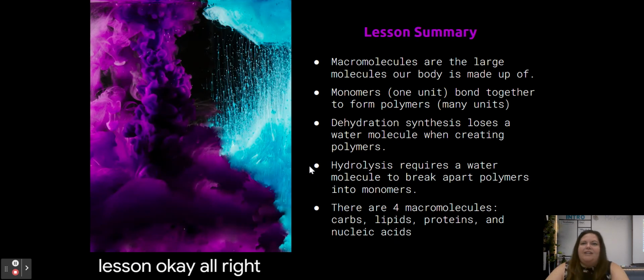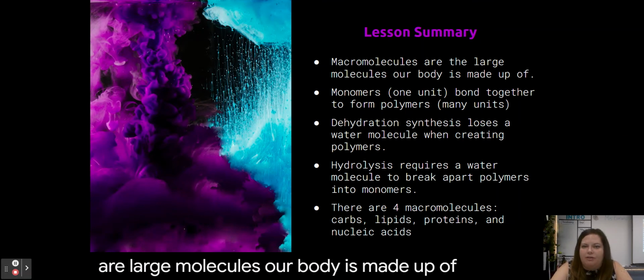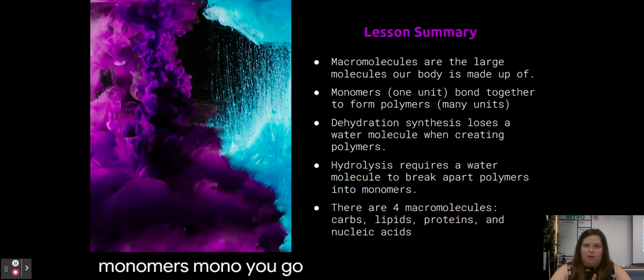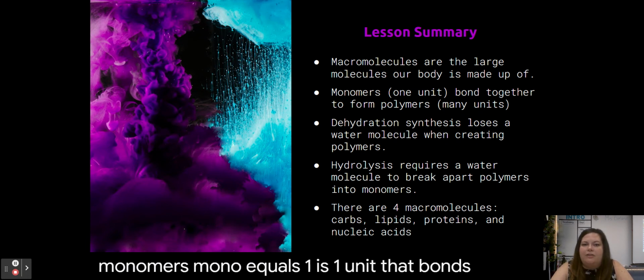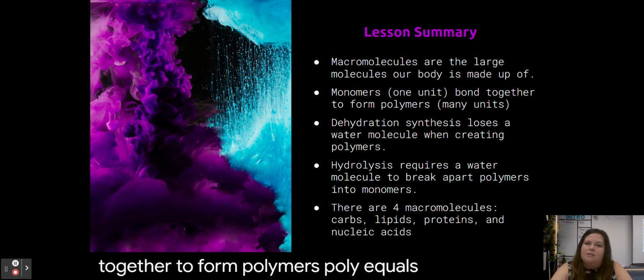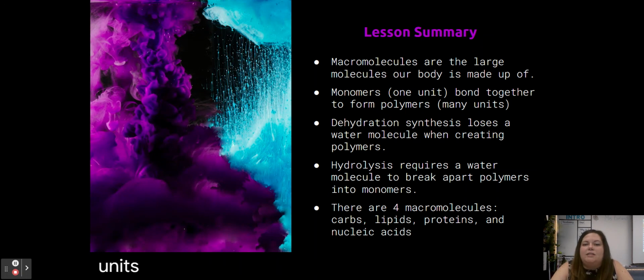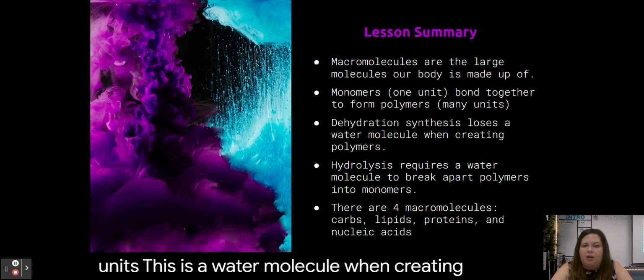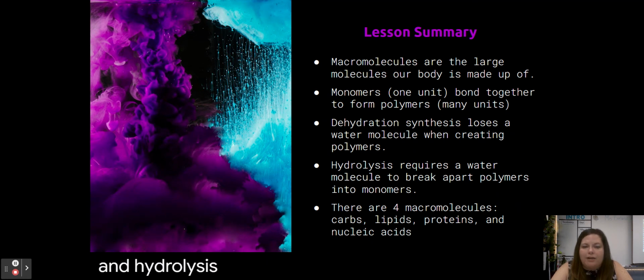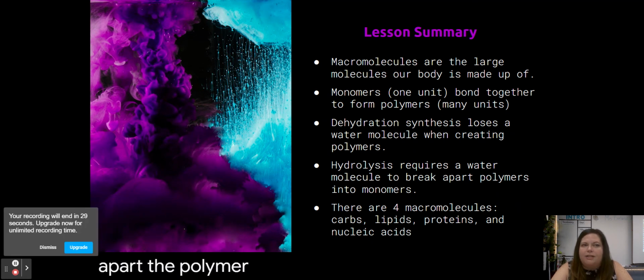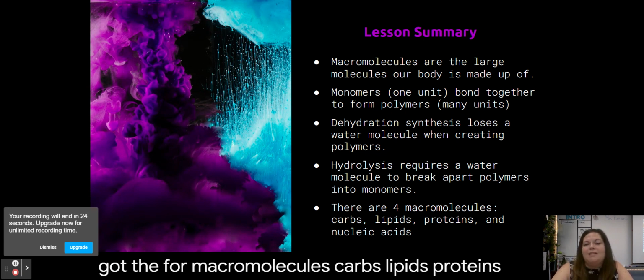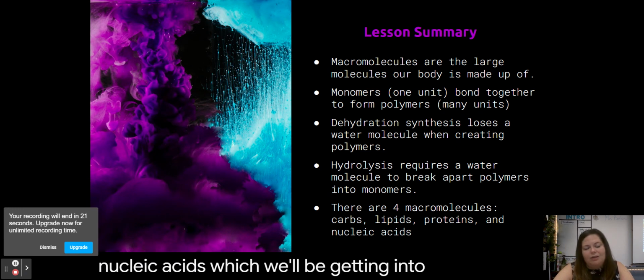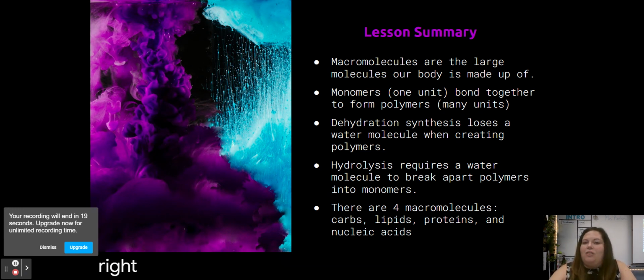Okay. All right, so to sum it all up, macromolecules are large molecules our body is made up of. Monomers, mono equals 1, is one unit that bonds together to form polymers. Poly equals many, so many units. Dehydration synthesis loses a water molecule when creating polymers, and hydrolysis requires a water molecule to break apart the polymers into monomers. And then we've got the 4 macromolecules: carbs, lipids, proteins, and nucleic acids, which we'll be getting into in depth. All right, well, that sums up lesson 2.1.